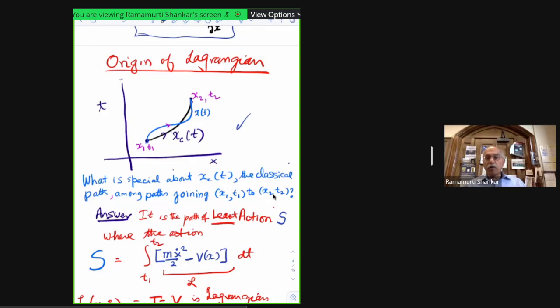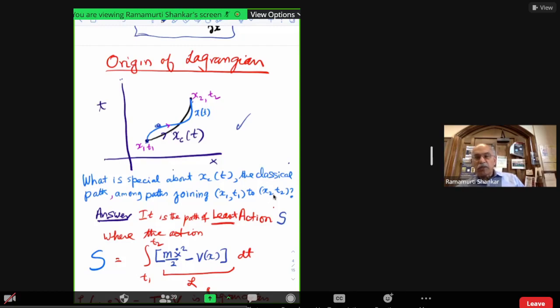Time along any path from start to finish. You understand what I'm saying? If you're on this trajectory at this point, at that point, the particle has a position and a velocity, right? Position is the x, the velocity is the slope.